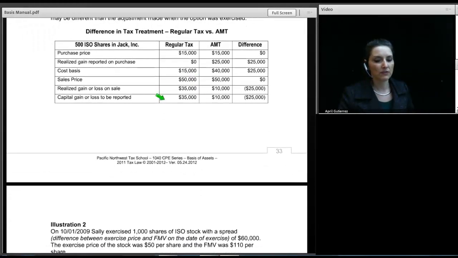But how do we figure his profit? Well, the realized profit under the regular tax is going to be $35,000, but under AMT it's only $10,000. So he's going to have a capital gain under alternative minimum tax rules of 10 and a capital gain under the regular tax of 35.